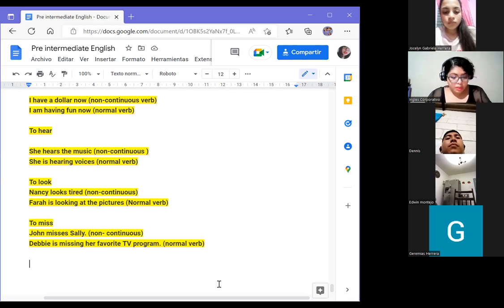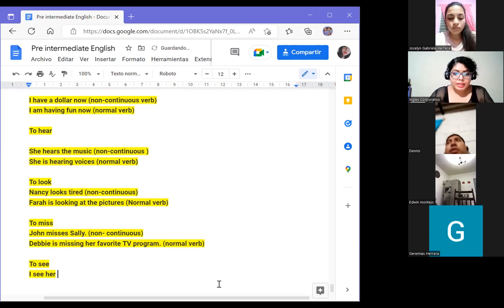So, we have this one that is to see, and we have the example. Example number one: I see her, but in this case, it's non-continuous. It says that I see her with my eyes. I am seeing, I am not performing. So in that case, it's a non-continuous verb. Then we have, I'm seeing the doctor.